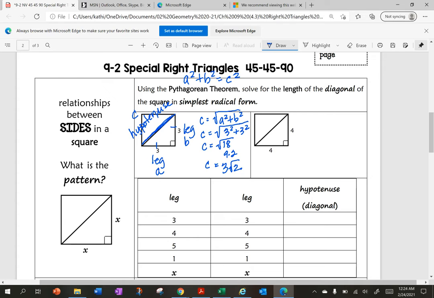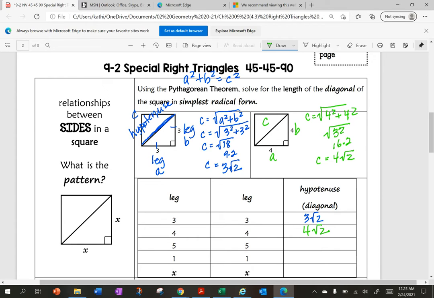Okay, so if my legs are sides 3, we said the diagonal is going to be 3 times the square root of 2. All right, so let's try it again with sides of 4. So again, c equals the square root of 4 squared plus 4 squared. So 16 plus 16 is 32, which is 16 times 2, because I want to factor out the largest perfect square. So this is c equals 4 times the square root of 2.